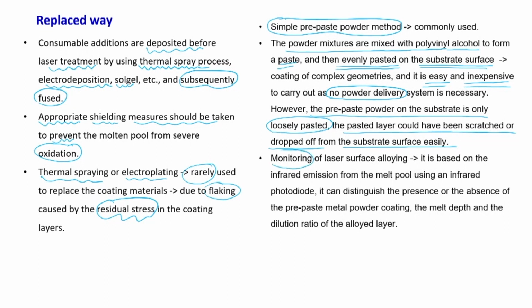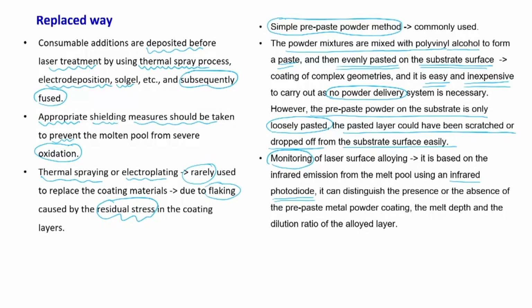Now, how to control or how to monitor? The removal of the pre-pasted powder over the surface can be monitored by using an infrared photodiode. So, some experimental setups were developed where the pre-pasted powder was continuously monitored during the application of laser source by using the infrared photodiode, and when there is an absence of the powder due to dropping off, that will be sensed, and at that moment itself another layer of the powder was applied and we can have efficient laser based surface alloying.